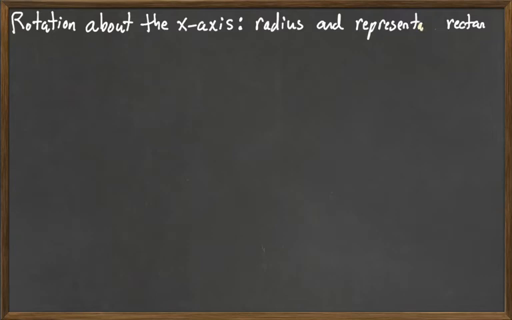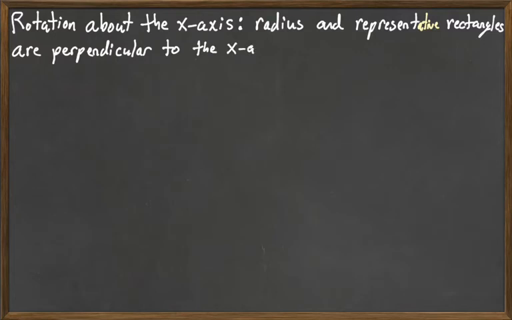A representative rectangle is perpendicular to the x-axis or any horizontal line. If you're rotating around a horizontal line, your functions are going to be perpendicular to the x-axis. And also your functions will be in terms of x, and you'll be integrating in terms of x.